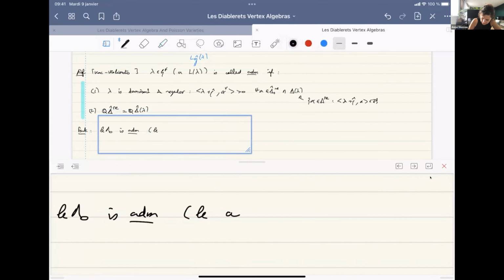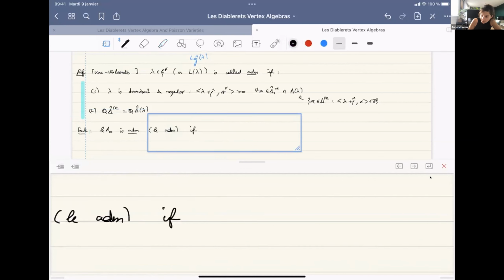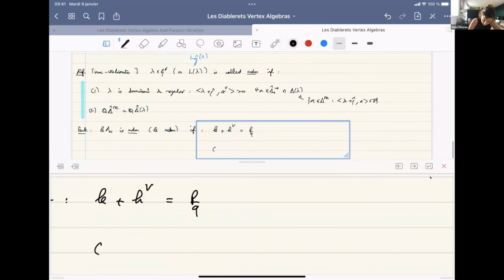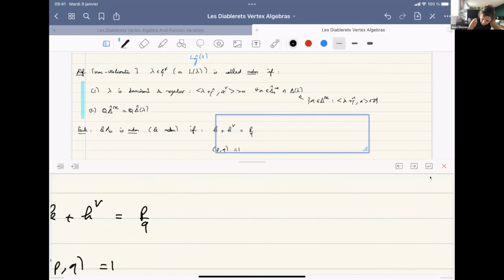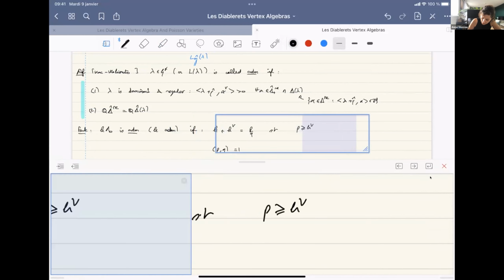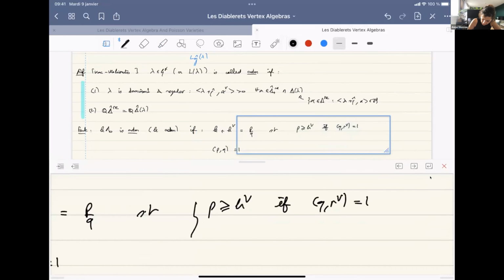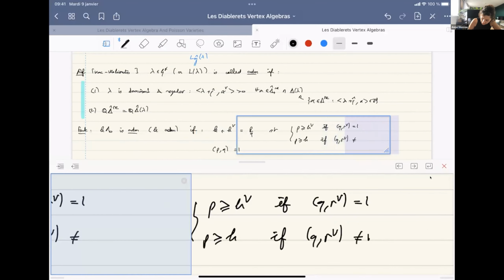So I will say for sure that K is an admissible level if we have the following very easy description. K plus the dual Coxeter number is a rational number, with P, Q coprime, such that P is greater than or equal to the dual Coxeter number if Q is coprime with the lacity of G, and P is bigger than the Coxeter number if Q is not coprime with the lacity, is equal in fact to the lacity of G.